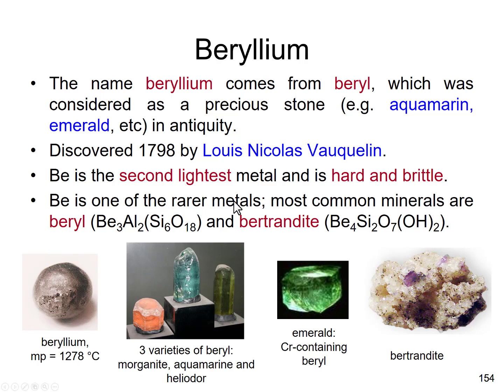Beryllium is one of the rarer metals. Most common minerals are beryl and bertrandite, which have these particular formulas. Pure beryllium, which has the highest melting point in this group, is depicted here. In this figure, you can see three varieties of beryl: morganite, aquamarine, and heliodor. Emerald, another example of a beryl, is depicted here. In particular, emerald is a chromium-containing beryl. And finally, we have a depiction of bertrandite. So you can see here that beryllium can form very nice minerals and gemstones.